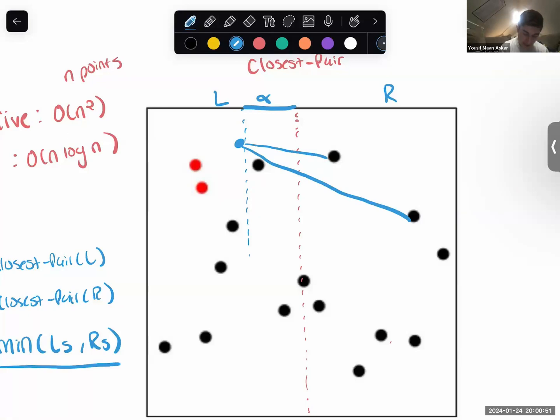Why? Because that distance already is alpha away from the median, and if there's anything on the right side, it's guaranteed to be either on the median line or farther. So the distance from our left side to anything on the right is at minimum going to be alpha. So there's no need to consider any points that are alpha distance away from the median because they're guaranteed to be at least alpha farther from any point on the opposite side.